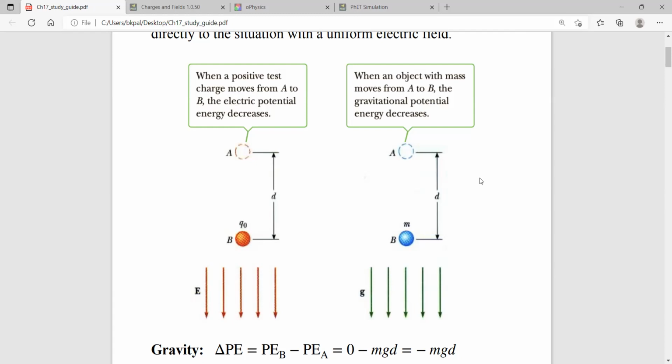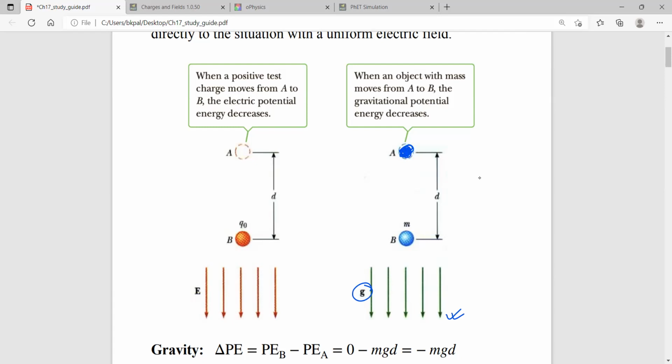As you learned in physics 1, the gravitational acceleration, or gravitational field, is always downward. That's because when you drop something, it goes downward. Why does it go downward? Because the Earth's gravitational field pulls it downward. So this is the direction of the gravitational field or the gravitational acceleration, always downward.